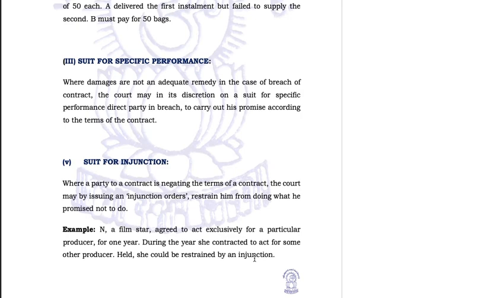One actor contracted with a producer and took fees for working exclusively for him. Now he is also working for someone else. Now there can be an injunction. The court can direct the film star not to work for the other person because he has taken the advance payment for his full year's services. Now he cannot work for someone else. This is called injunction.